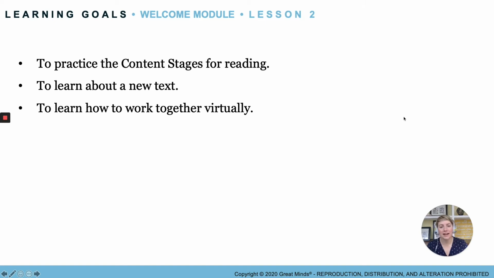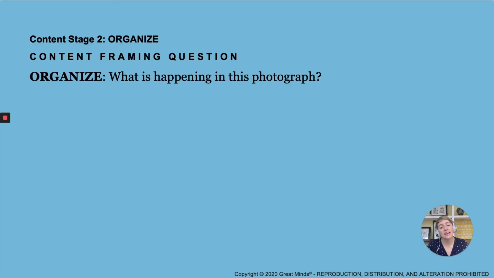You will practice and you will learn all about the content stages. You will learn about a new text, and together we're going to learn how to do this work virtually. As I explained last time, each of the 5 content stages has a content framing question. That question guides our learning. Today, we will work through the second content stage, organize. The content framing question for our learning in this organized lesson is, what is happening in this photograph?